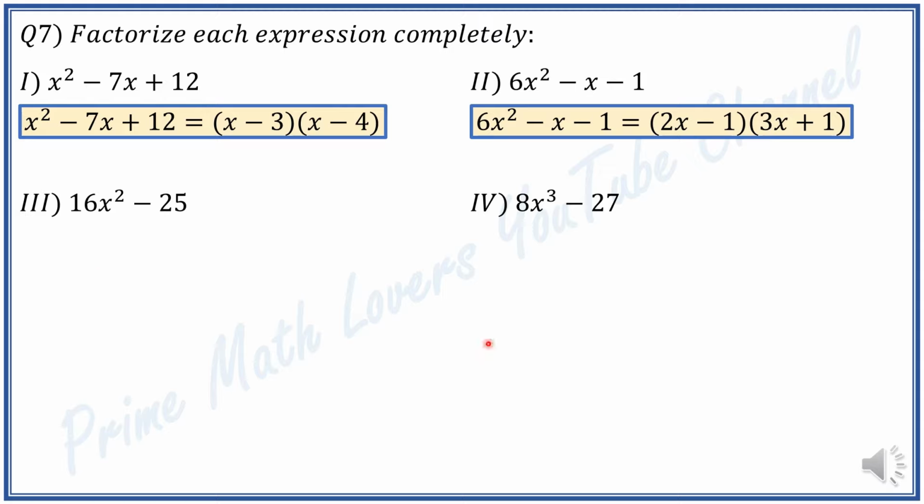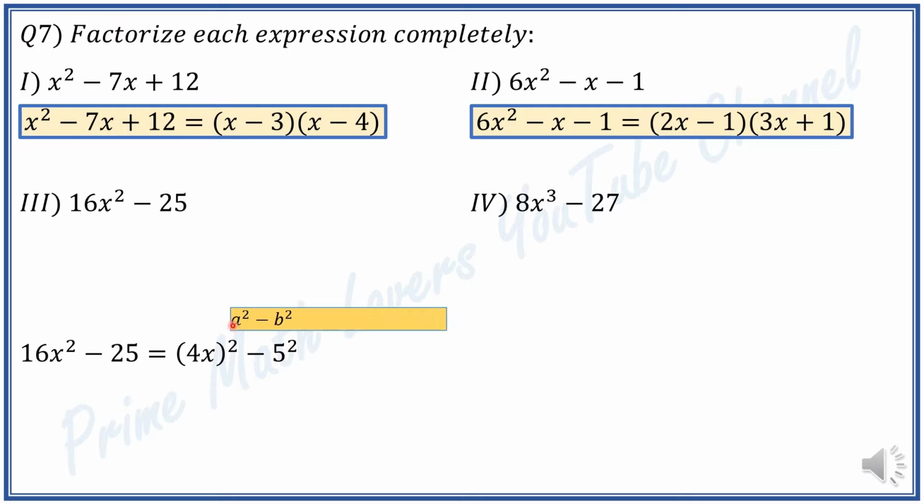Question 7, part 3. Factorize each expression completely. 16x squared minus 25. I rewrite the expression, and instead of 16x², I write down 4x to the power of 2. And instead of 25, I write down 5 to the power of 2.